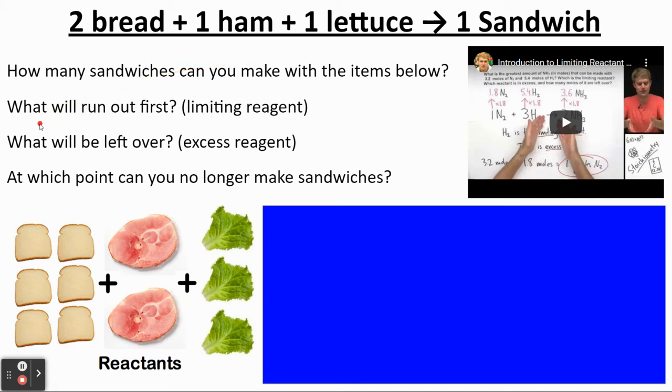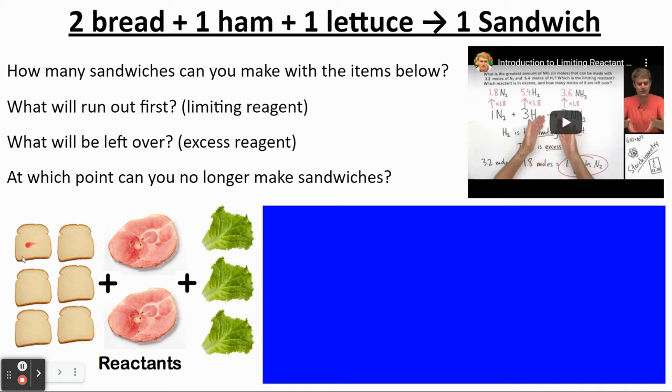So if we take a look at these items here, we have to see how many sandwiches we can make. So try to predict how many sandwiches you can make based on the ingredients that you have. Now, if you count the amount of bread, you might say that you can make 3 sandwiches. This would be 1, this would be 2, this would be 3.